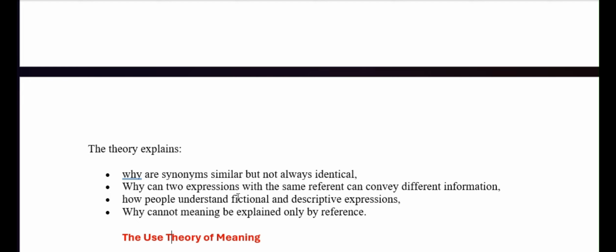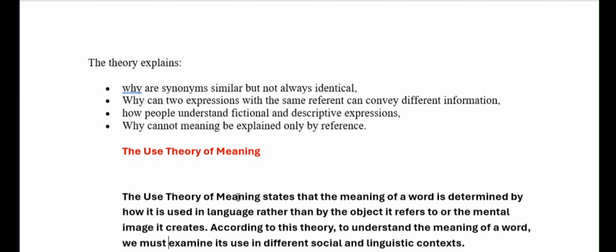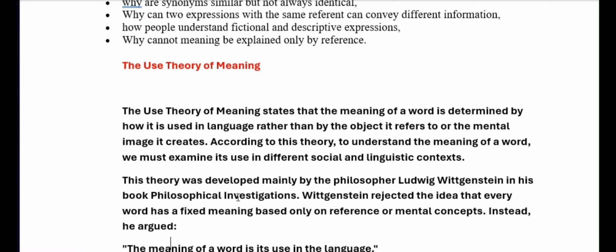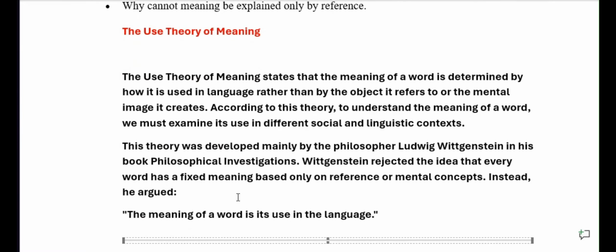Okay, now the other theory is the use theory of meaning. The use theory of meaning states that the meaning of a word is determined by how it is used rather than the object it refers to. According to this theory, to understand the meaning of a word, we must examine its use in different social and linguistic contexts. This theory basically emphasizes the use, not the actual object. It was developed by Ludwig Wittgenstein in his book Philosophical Investigations.